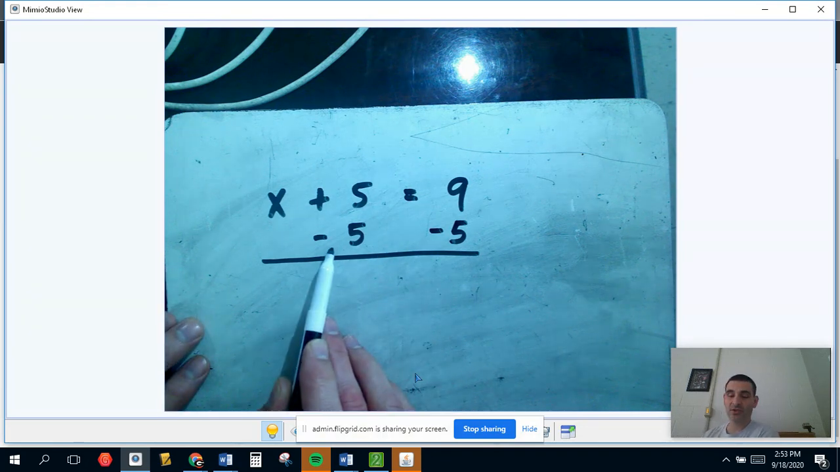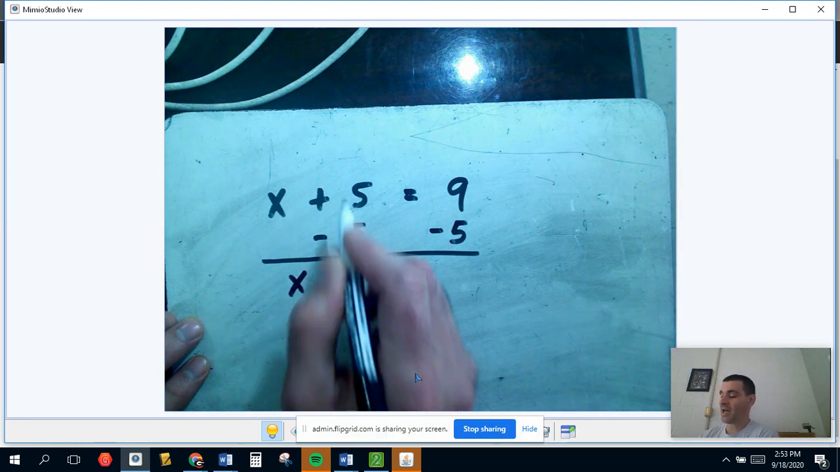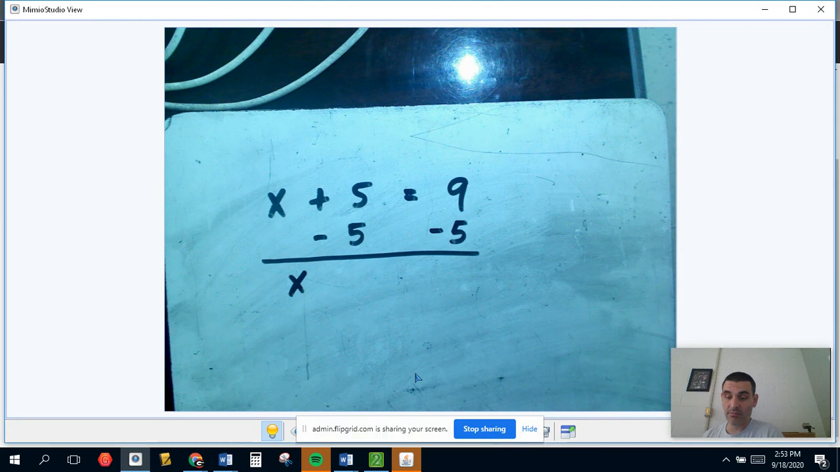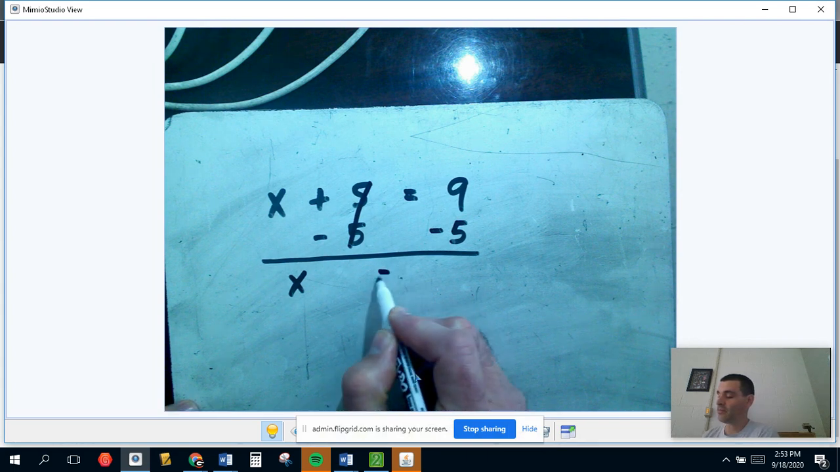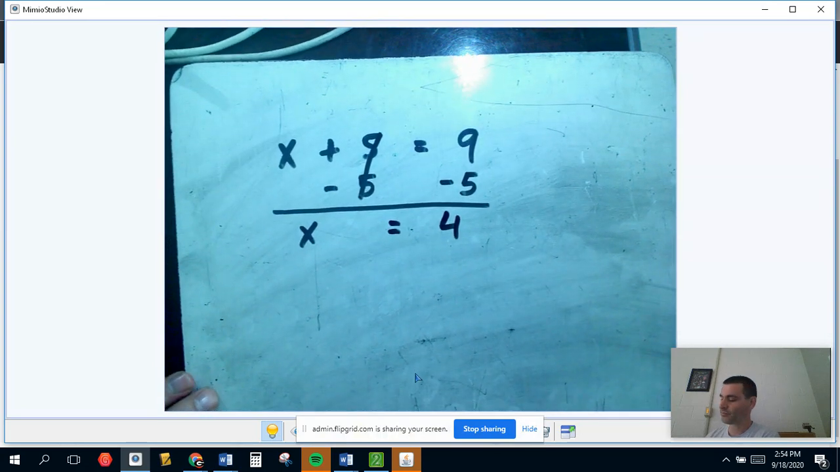The reason we chose subtract is 5 minus 5 is 0. So I don't have to say x plus 0 because it's just x. It gets rid of it. In this sense, it cancels it out. On the other side, we have 4. So x equals 4 is what we call the solution. It would make it true if you were to plug 4 back into the equation.